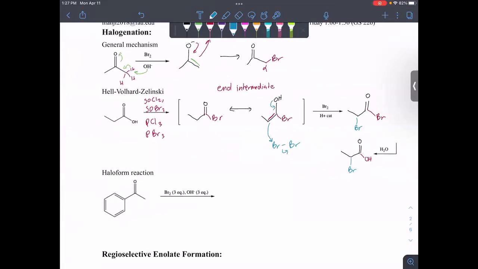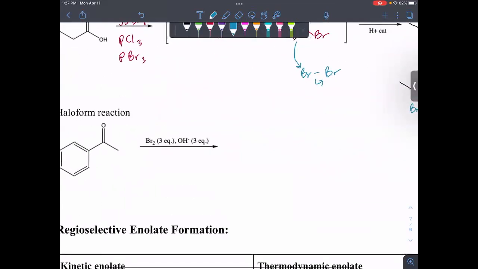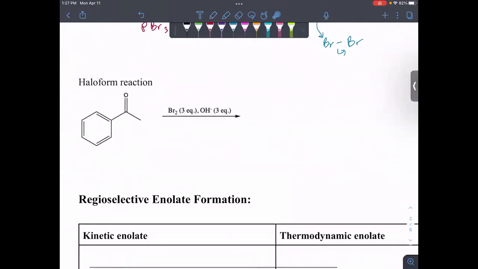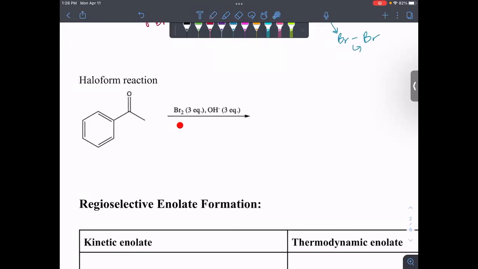Cool. So the other halogenation we're concerned with is the haloform reaction. With the haloform, you're basically taking a ketone, giving it a bunch of halogens and a bunch of base, and your final products are a carboxylate ion, or if you protonate it, a carboxylic acid, and then something called a haloform. So when you see a ketone and then these reagents, like 3 equivalents of a halogen, 3 equivalents of a base, or just halogen and base in excess, you can basically assume you're making a haloform.